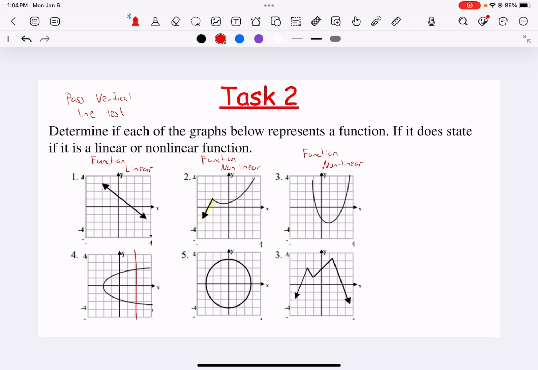Number 4, if I draw a vertical line here, touches my graph 2 times, so this one is not a function. Number 5, I draw a vertical line, it touches my graph 2 times, so number 5 is also not a function. And the last one passes the vertical line test, and it is a function. And even though it is made up of multiple lines, since it's not one singular straight line, this would be a non-linear function.